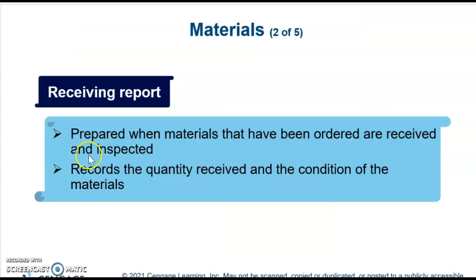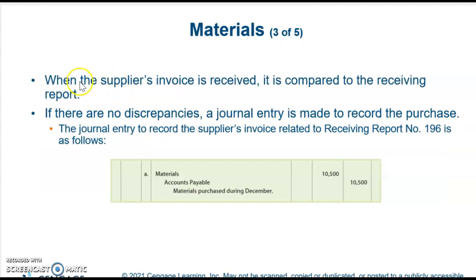So a receiving report is prepared when the materials have been ordered and received and inspected. So this report's going to show how much we received and the condition the material is in when we receive it. So as I mentioned earlier, when the supplier's invoice is received, we're going to compare that to the receiving report to make sure there's no discrepancies, to make sure that what we ordered is what we got and it is in good condition. Once there are no discrepancies, we're going to record it.